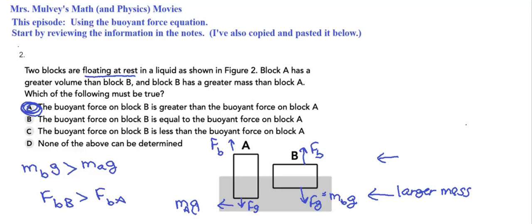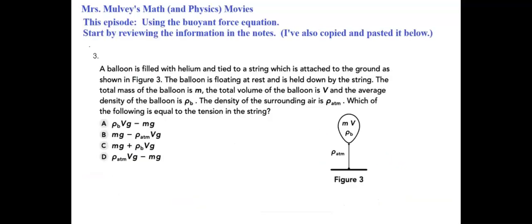Let's take a look at another one. So in this example, I've got a balloon filled with helium. It's tied to a string attached to the ground, and the balloon is floating at rest. There's keywords again, at rest. Remember, at rest means all of the forces are balanced. So what I really need to do is just look at this diagram and figure out what forces are acting here, and then I know that they're balanced and I can set up an equation.